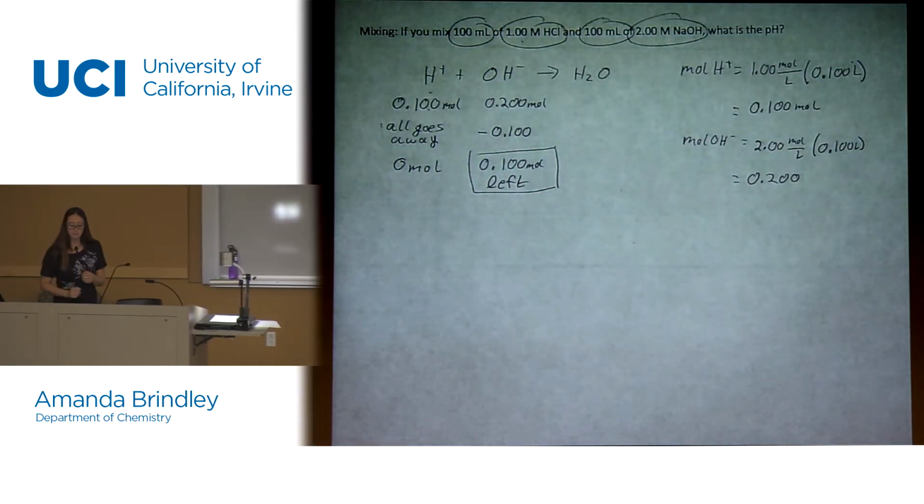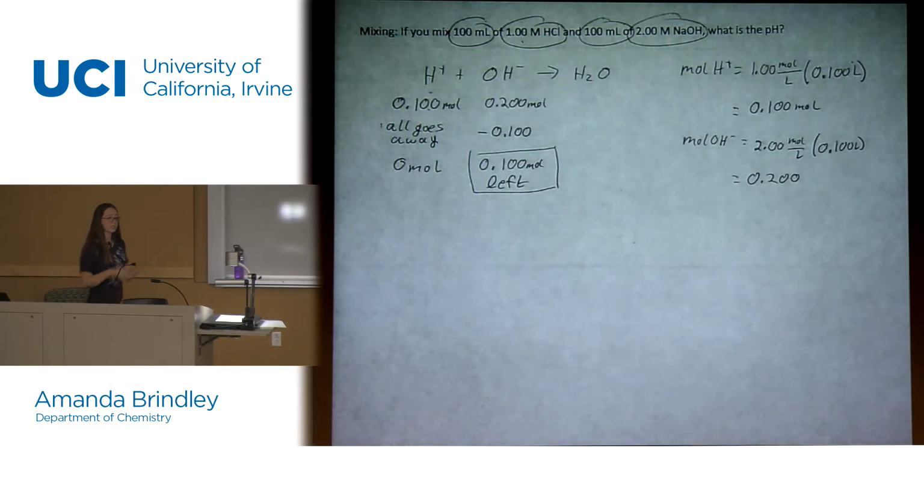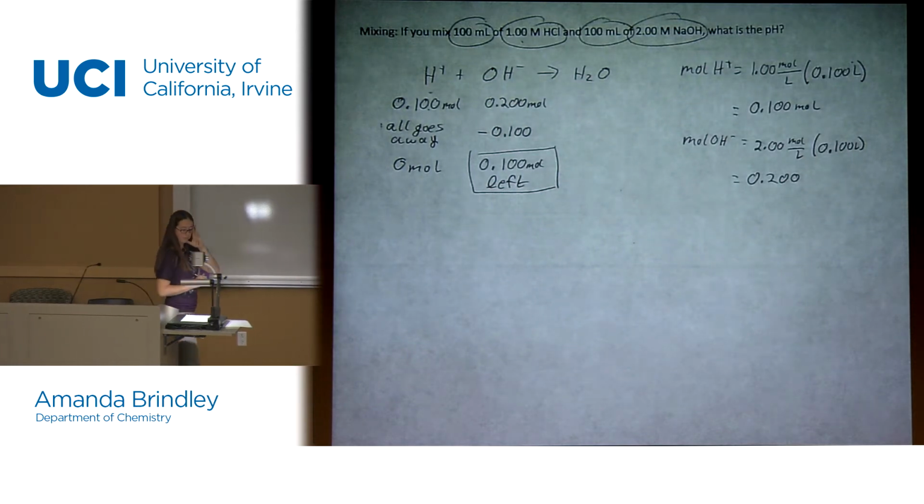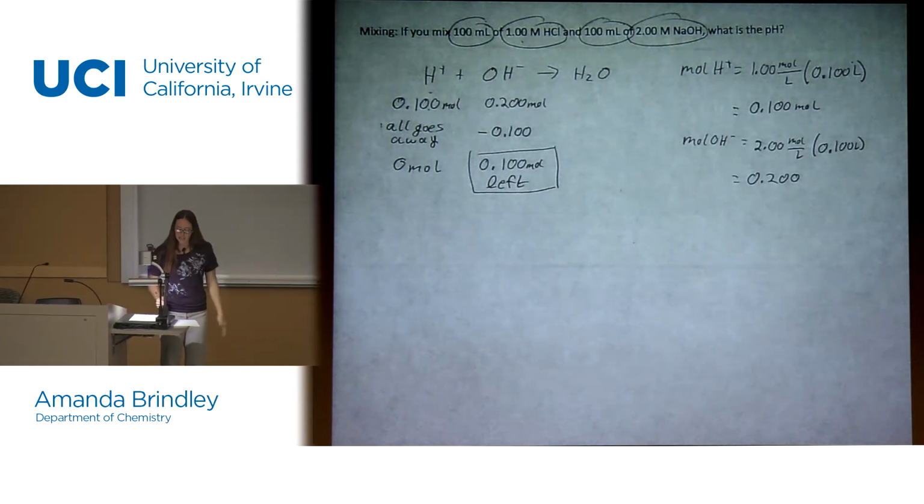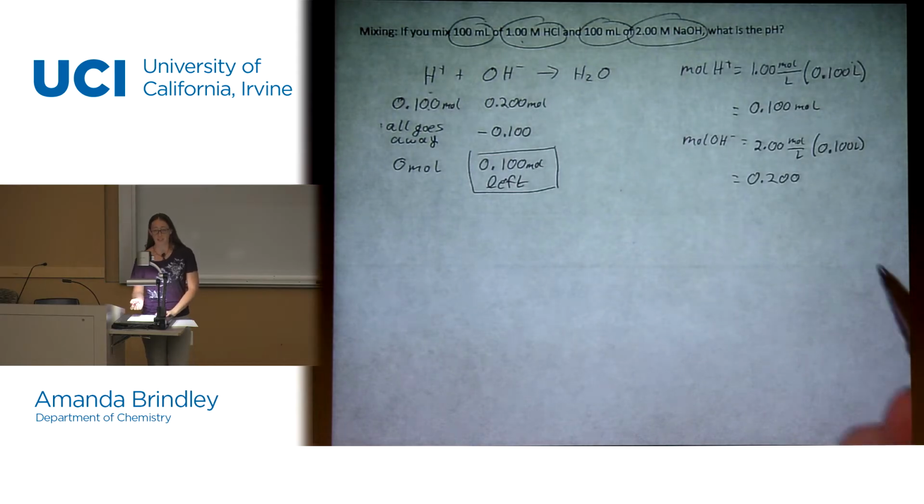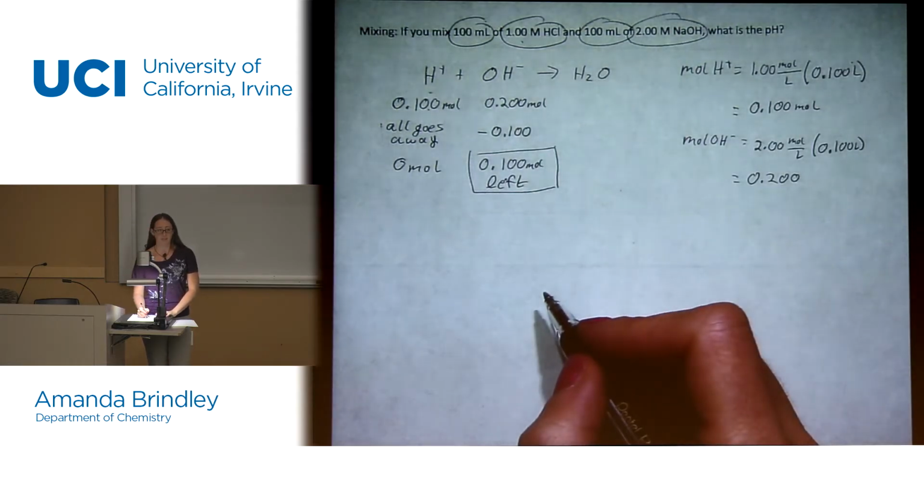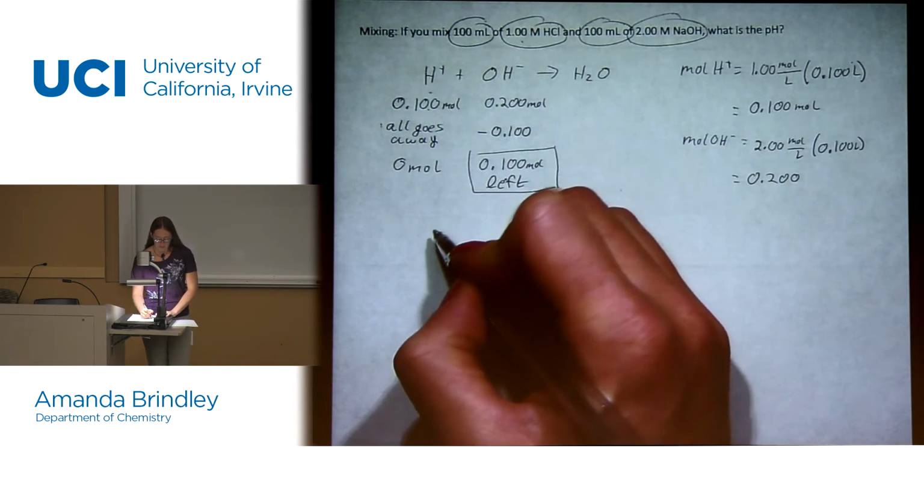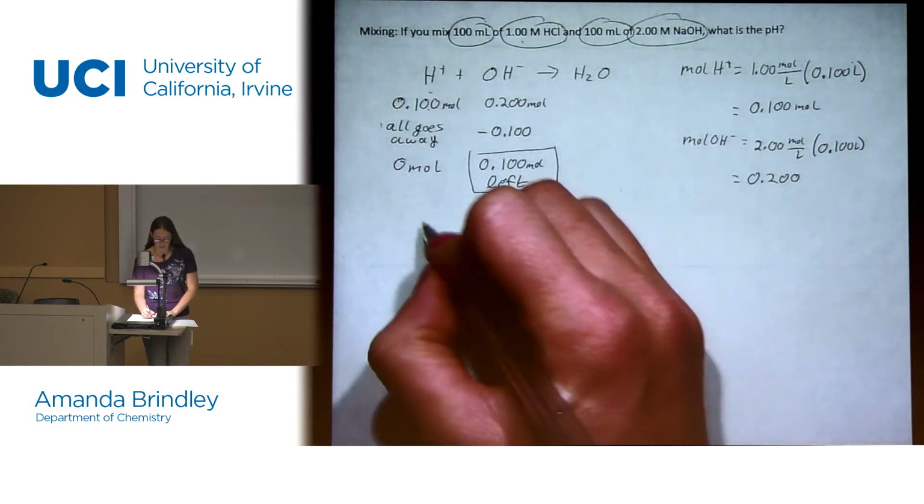Okay. Again, not really a nice chart. I'm just keeping track of my reaction. Now, I know that I have 0.1 moles of OH minus left. So what do I do with that if I want to find pH? What should I fill into? We have options, right? I'm probably going to fill into pOH.